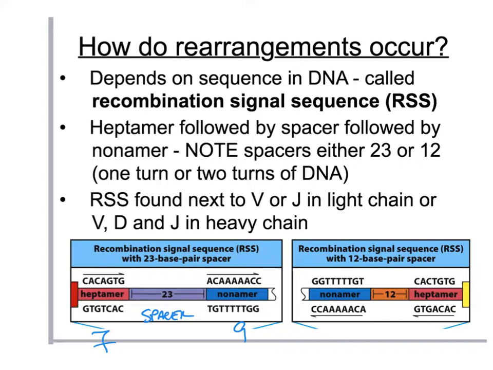We'll come back to that. So we're talking about one or two turns of the DNA. And these sequences are found right next to the pieces that we're going to put together. It's either going to be VJ in the light chains or VDJ in the heavy chains. So you have these recombination sequences that allow us to start putting these pieces together.